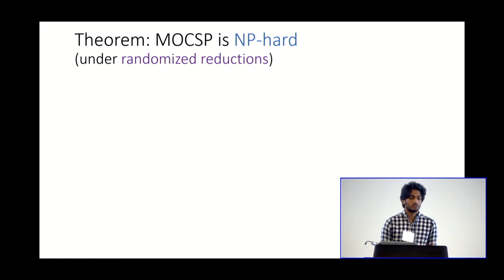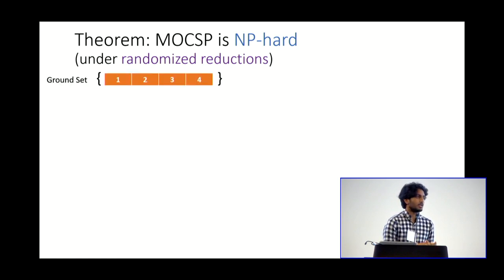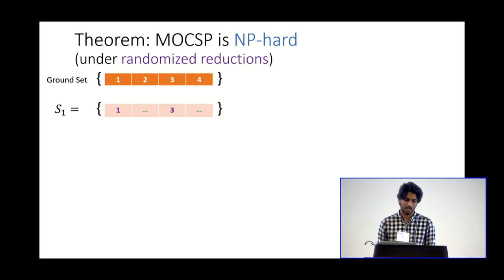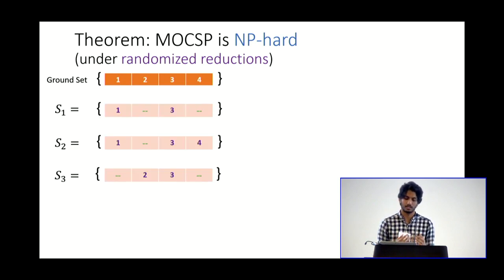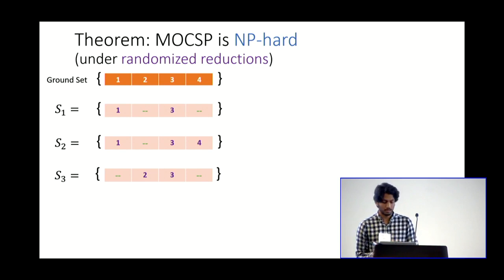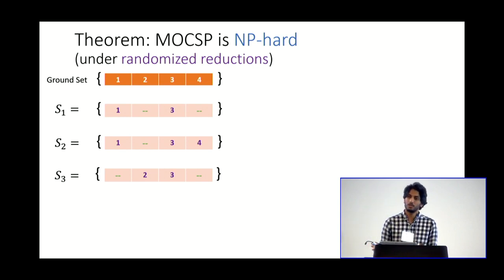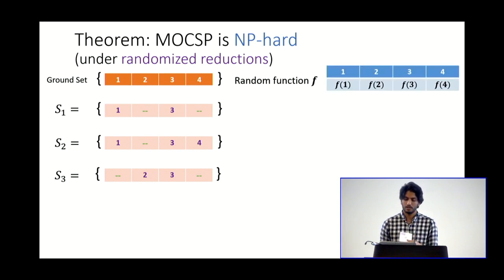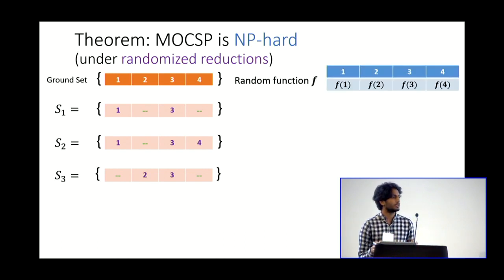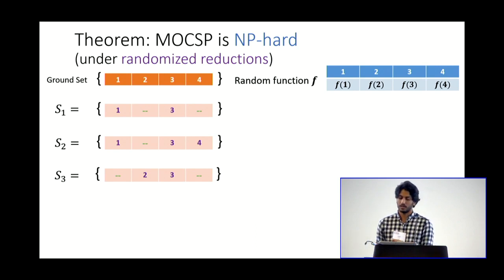The reduction is from set cover, and I just want to illustrate it on a small example. So let's say we have a universe of 4 elements, and we have some sets here. The first set contains 1 and 3, and so on. So we need to map this into a function, and we need to map this into an oracle. For our function, we're just going to choose a uniformly random function from the ground set to {0,1}. And to build our oracle, we're going to build that oracle out of some functions that are induced by the sets in the following way.